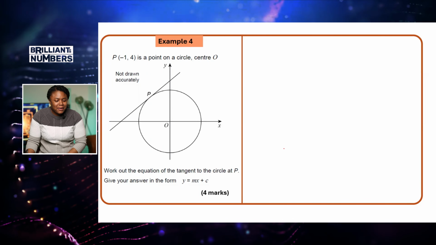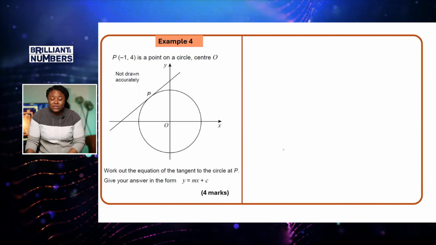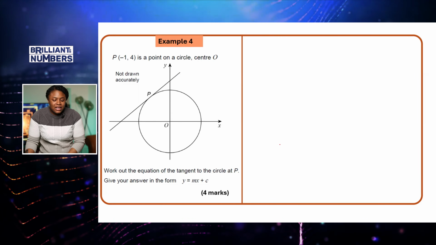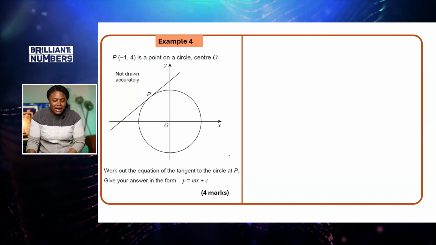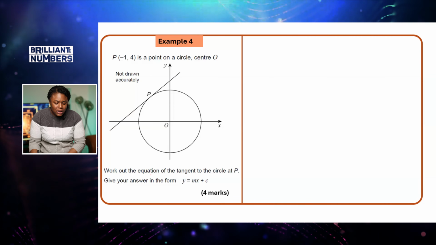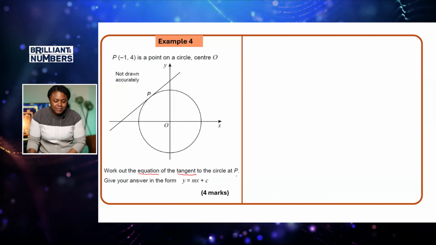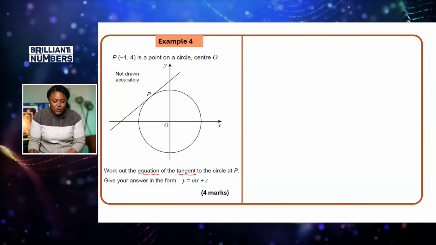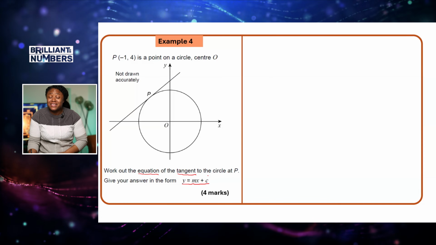Now let's go ahead and do another example. P is the point -1, 4. So it's a point on the circle with center O, not drawn accurately. We're asked to work out the equation. So let's underline, work out the equation of the tangent to the circle at P and give your answer in the form y = mx + c. This formula keeps going with us.